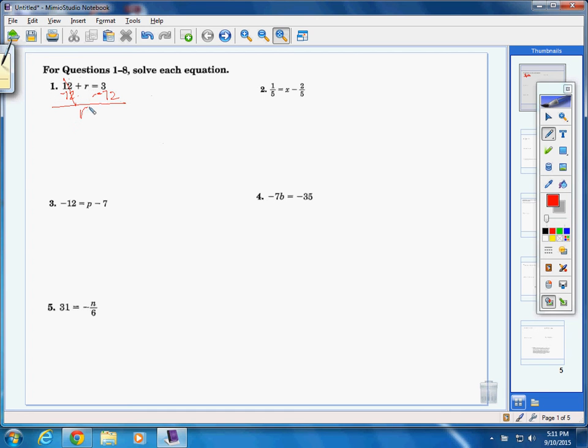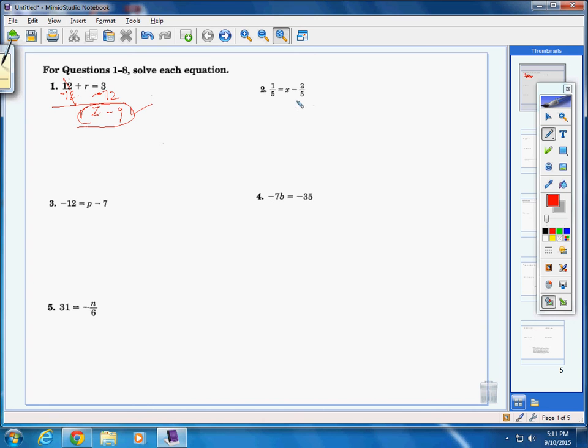You're left with, our 12s cancel out. You're left with r equals -9. R equals -9. Keep in mind that does check, because if you plug in -9 in place of r right here, 12 plus -9 equals 3. So it does check. Alright, on to number 2.